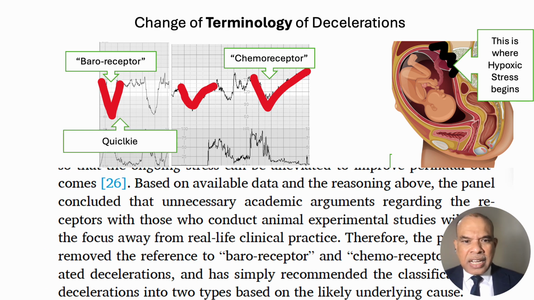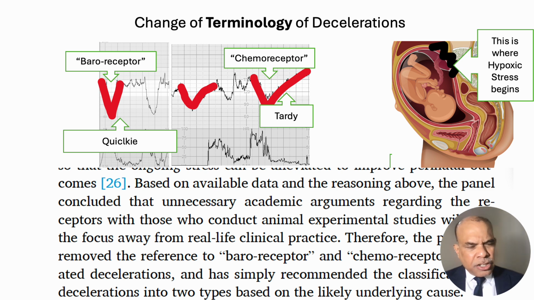And this is the reason why we have changed the terminology, so that no one attacks physiological interpretation of CTG saying they are wrong because they are using baroreceptors, and some animal studies have shown baroreceptors are not involved. So to go away from these unproductive arguments, we have introduced, instead of baroreceptor, "quick" deceleration. That's what it means, due to cord compression. Whereas anything that comes slowly is tardy deceleration, is slow.